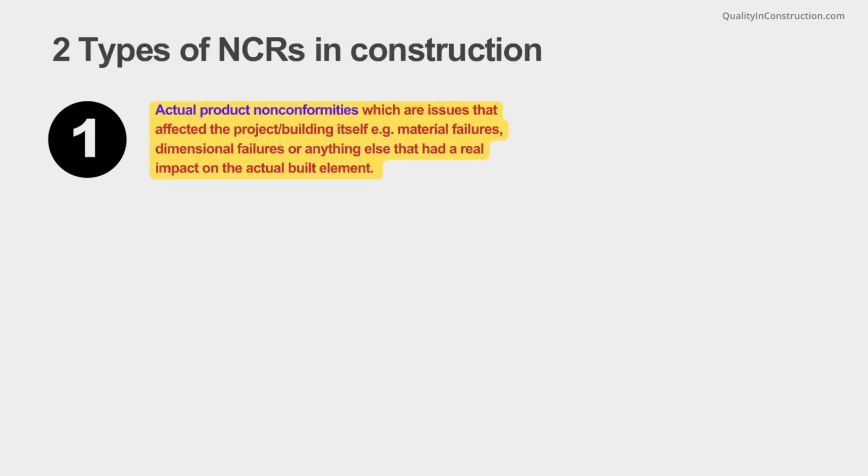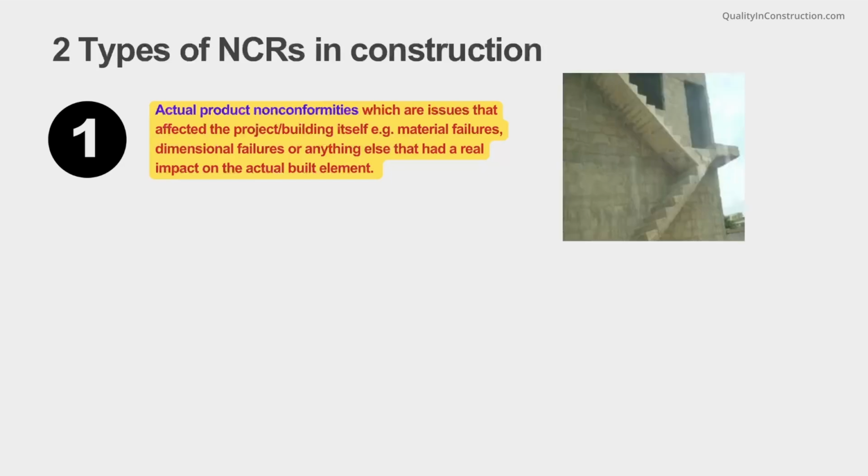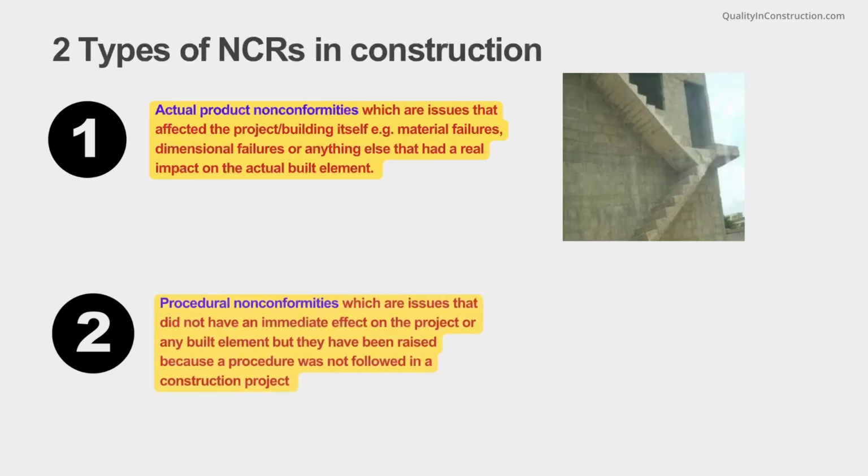There are mainly two types of NCRs in construction. One, actual product non-conformities, which are mainly issues that affected the project or the building itself. For example, material failures, dimensional failures, or anything else that had a real impact on the actual built element.